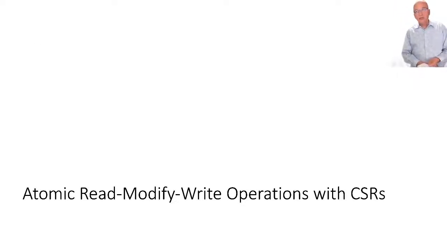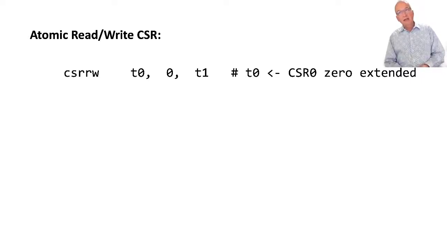There are several instructions that are atomic read, modify, write operations with the control and status registers. A read, modify, write operation means that the processor will read a value, do a modification to the value, and write the value all in a single operation without any interruption from anything else. So the first instruction that we're going to take a look at is the atomic read-write control status register. This instruction is called CSRRW, so control status register read-write.